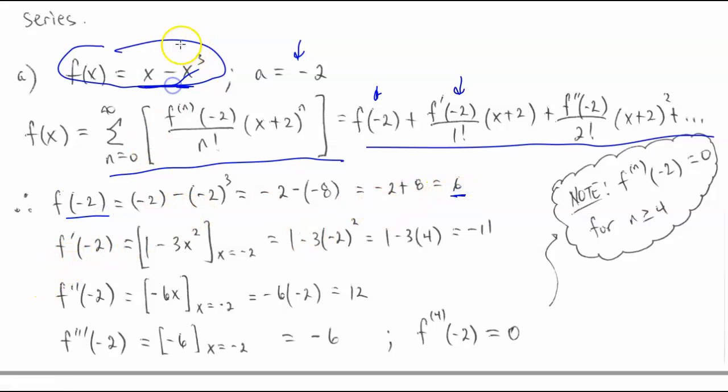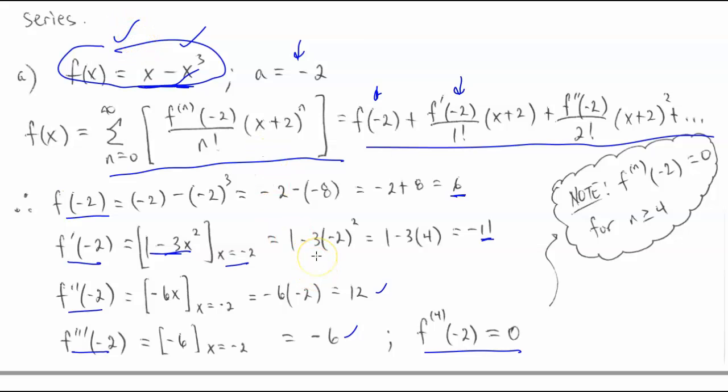I take the derivative of this particular function and evaluate it at -2. The derivative is 1 minus 3x squared, and evaluated at -2, I get -11. Then I repeat that for the second and third derivatives, and I end up getting 12 for the second derivative evaluated at -2, and -6 for the third derivative. Of course, since the third derivative was just -6, the fourth derivative is just going to be 0. And that makes a lot of sense because the function we're dealing with is a polynomial in and of itself.